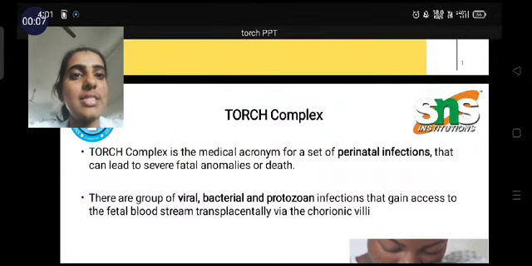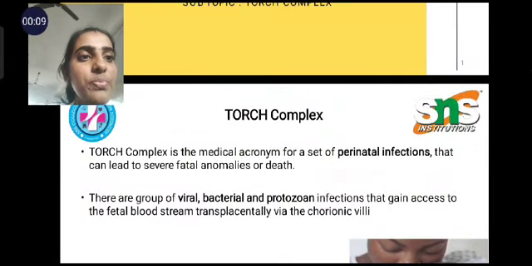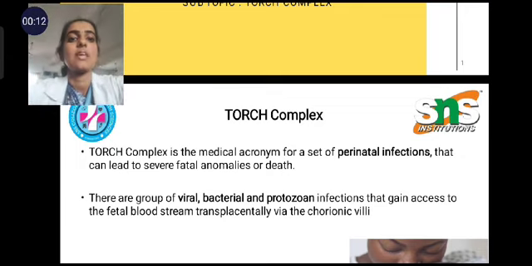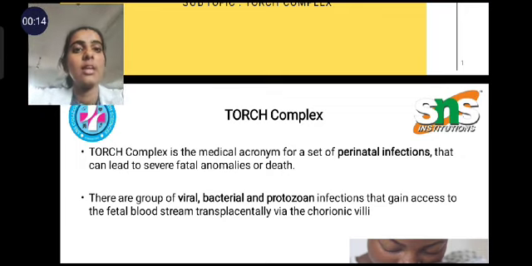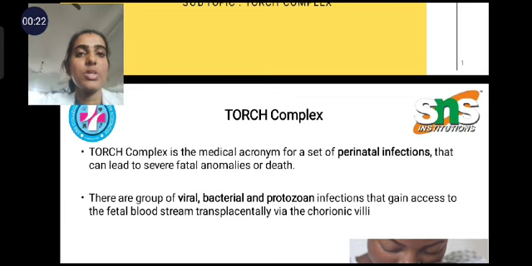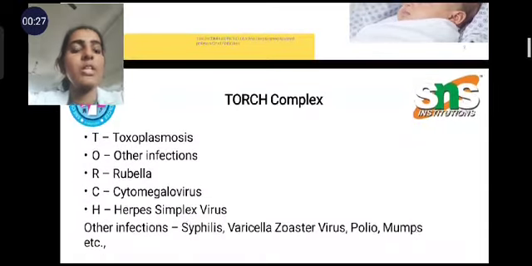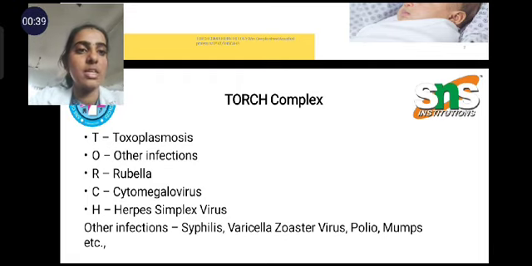The TORCH complex is a medical acronym for the set of perinatal infections that can lead to several fatal abnormalities or death. There is a group of viral, bacterial and protozoan infections that gain access to the fetal bloodstream transplacentally via the chorionic villi. TORCH: T means toxoplasmosis, O means other infections, R means rubella, C means cytomegalovirus, H means herpes simplex virus. Other infections include syphilis, varicella zoster virus, polio, mumps, etc.